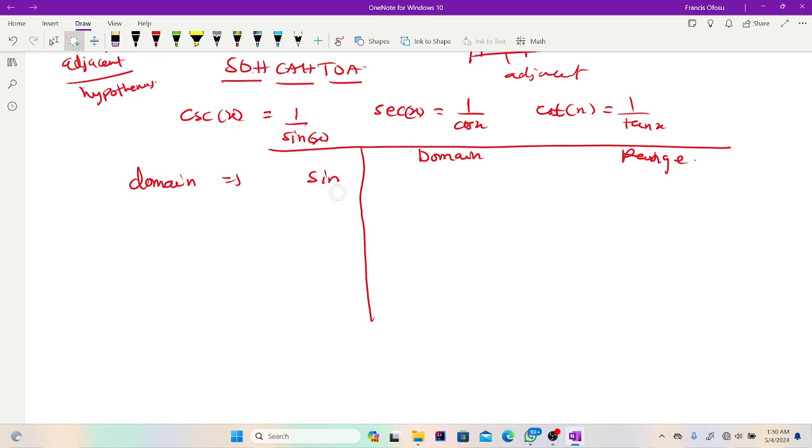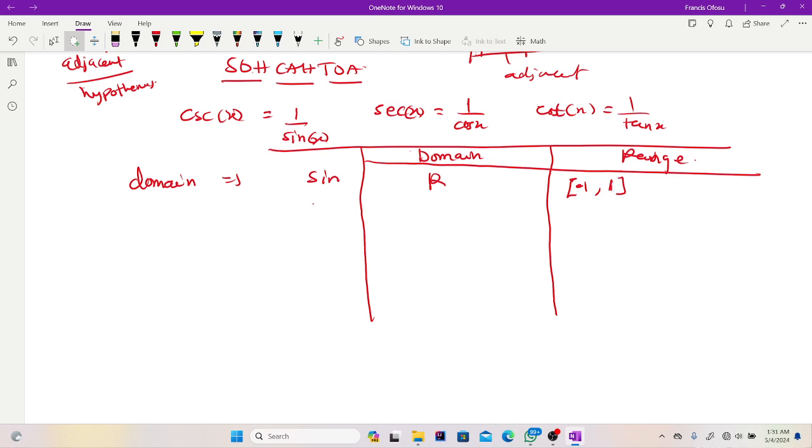Sine can take both positive and negative values, so the domain is the set of all real numbers. Take note. Then the range is simply -1 to 1. You can never have any number less than -1. The least number you can get from sine is -1, and the maximum number you can get from sine is 1. Take note of this.